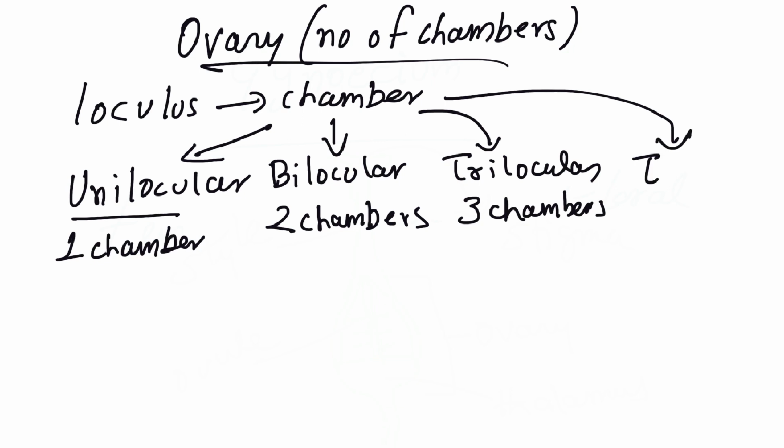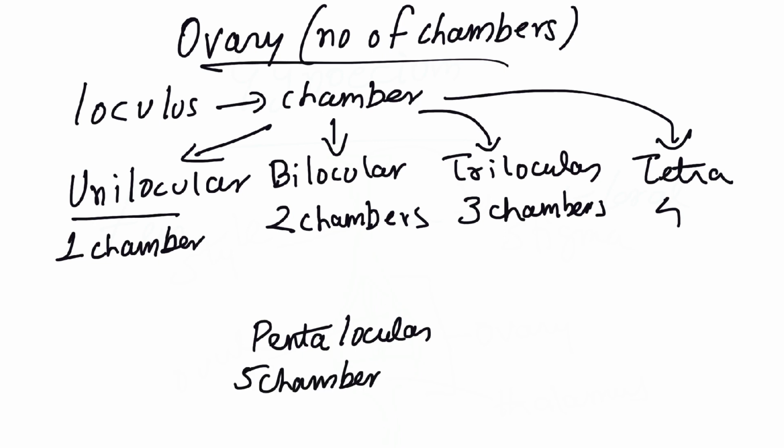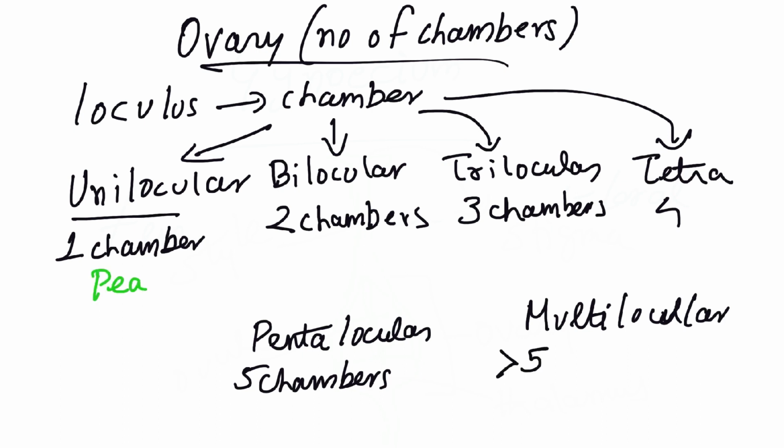And pentalocular, that is five chambers. Basically, it indicates the number of chambers in the ovary. So don't forget that we are discussing here the number of chambers in the ovary. And more than five chambers in the ovary, we call it multilocular.